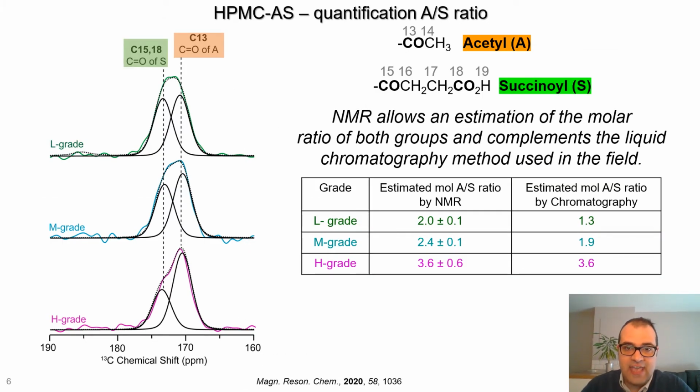One of the HPMCES advantages is the possibility to control the acetyl-succinyl ratio during its synthesis. The acetyl-succinyl ratio can be tuned in order to improve the polymer performance in stabilizing amorphous solid dispersion. HPMCES polymer is commercially available in three different AS ratios, labeled as L grade, M grade, and H grade. The NMR data that we record also capture the molar fraction of the acetate and succinate groups without the need for post-treatment, and the data we get are complementary to the data that can be achieved by using liquid chromatography methods, which are normally used in this field.